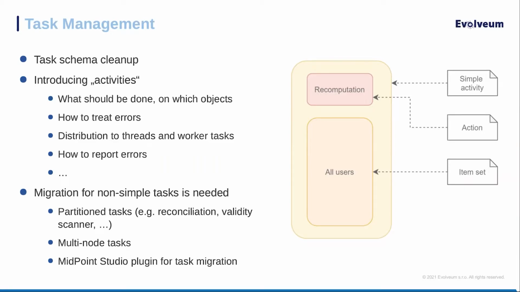Activities represent the work that should be done. Usually, they consist of a definition of actions, what should be done, a set of objects on which the action should be executed, and if and how the action should be distributed. For example, should it be multi-threaded or multi-noded? And also, it specifies how errors should be processed and reported.